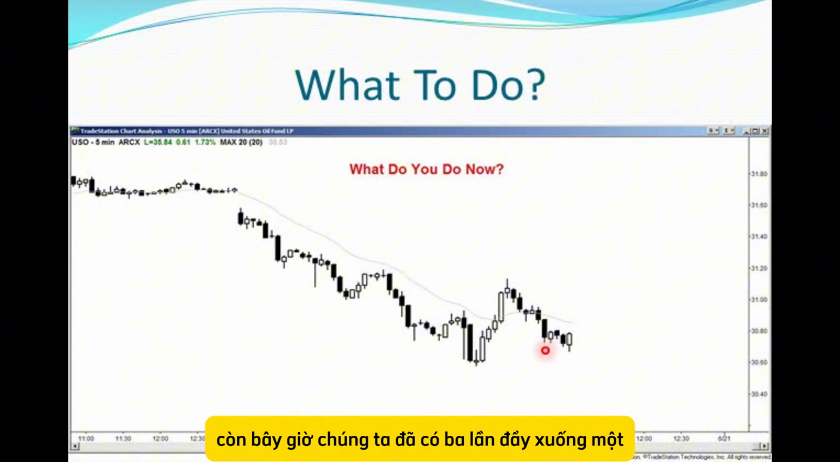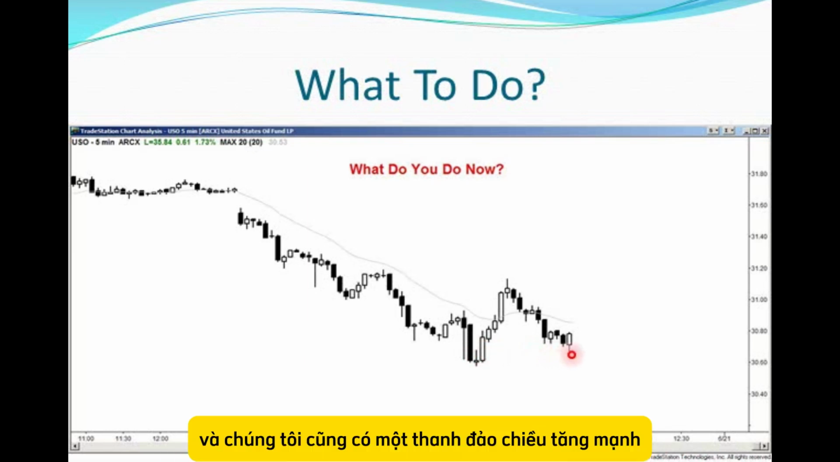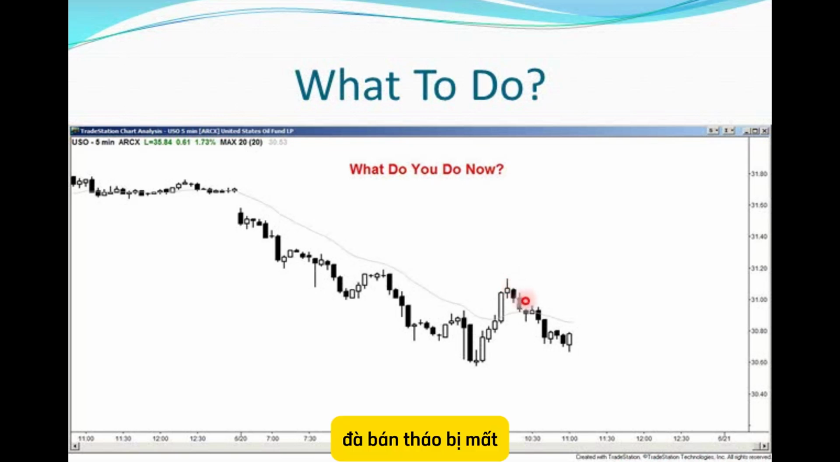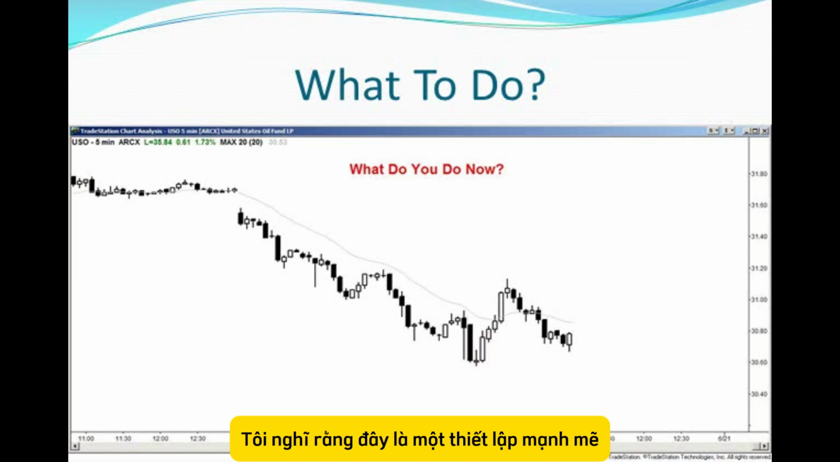And what about now? We've had 3 pushes down, 1, 2, 3. Often they become final flags, so this could be a small final flag. This could be a breakout test of the original buy signal, the lowest high of the day. And we also have a strong bull reversal bar closing on its high, a 2-bar reversal. Double bottom, micro double bottom with this bar and that bar. To me, this is a very good looking setup for a higher low major trend reversal. The sell-off lost momentum. We got some buying pressure, and it's a breakout test of the earlier signal. I think this is a strong buy setup.